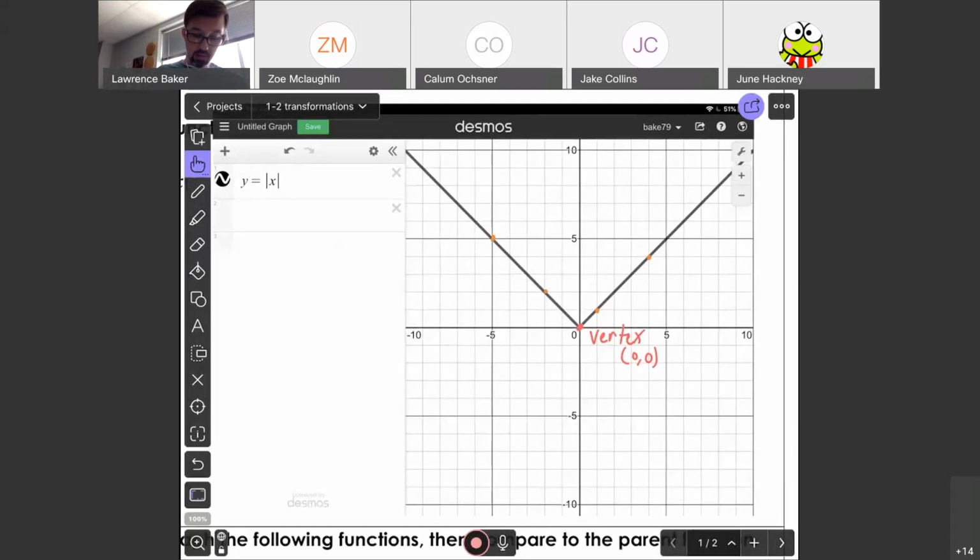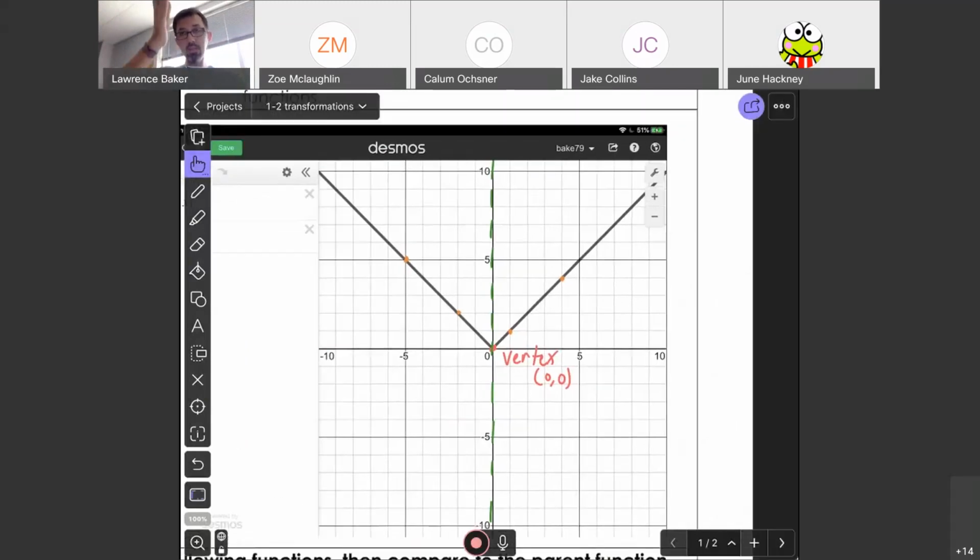Another important vocabulary here is what's called the axis or line of symmetry. So you guys would have talked about symmetry in geometry. The axis of symmetry is the line that divides the graph down the middle so that both sides are mirrors of each other. Not all graphs have these.